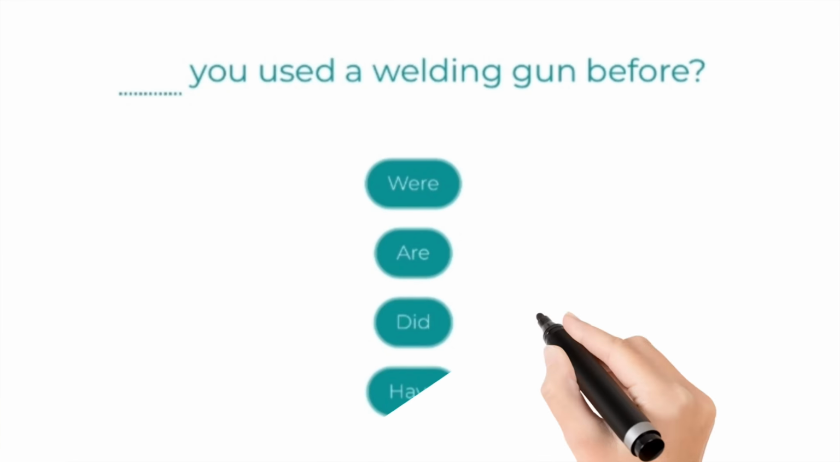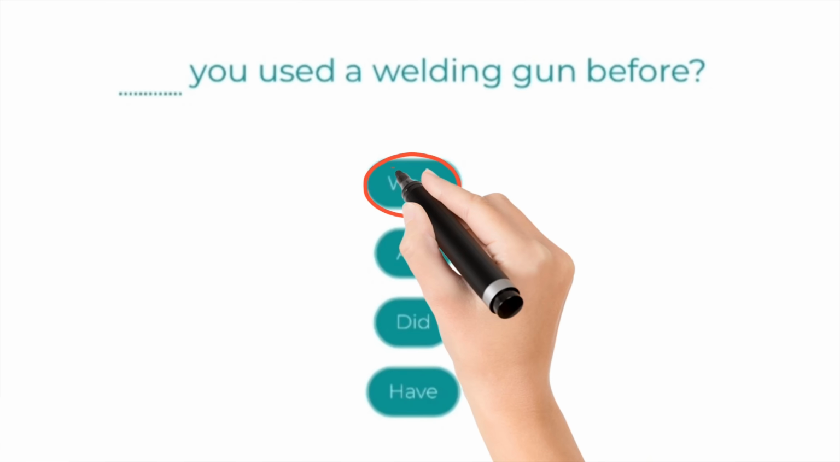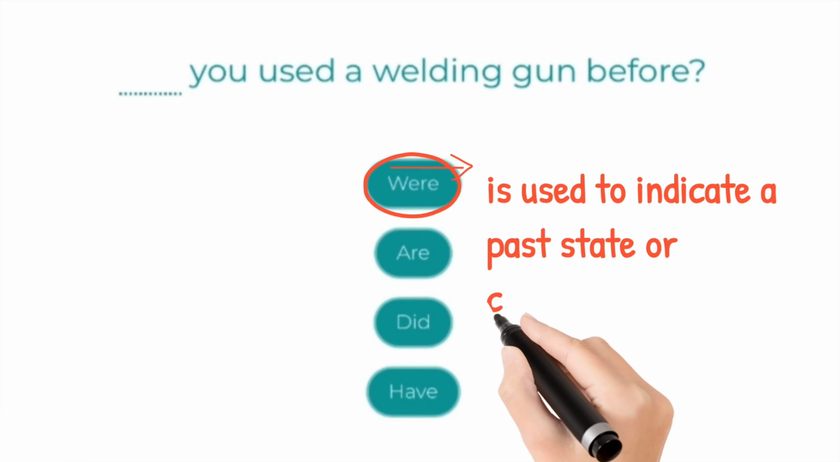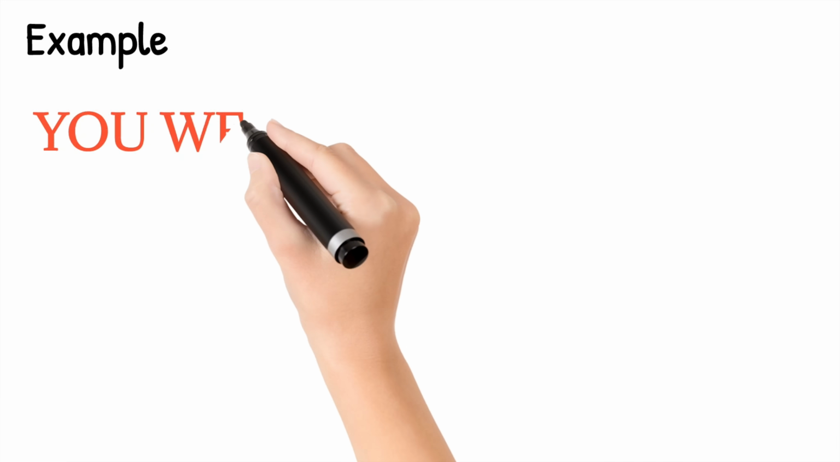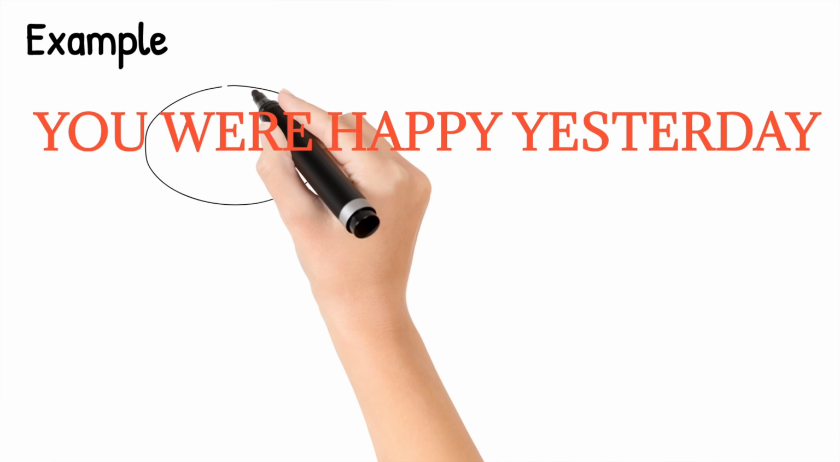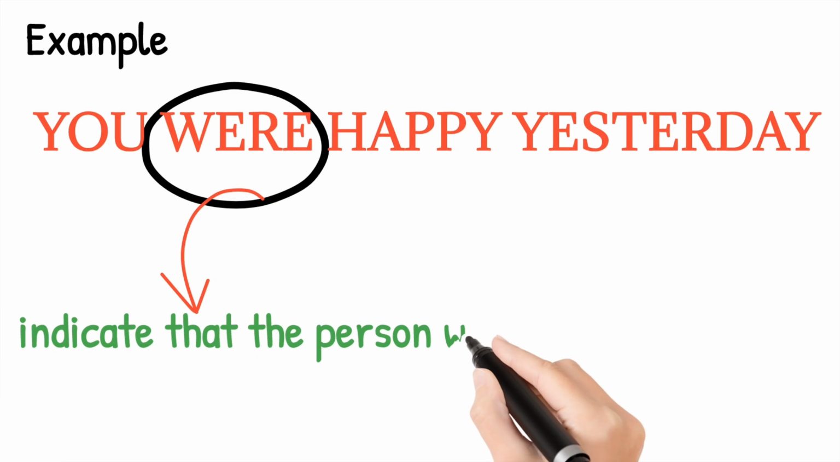So how about the word were? The word were is used to indicate a past state or condition. For example, "You were happy yesterday." That sentence indicates that the person was happy in the past. This word doesn't fit the context of the sentence, as it does not convey the idea of past experience or action.